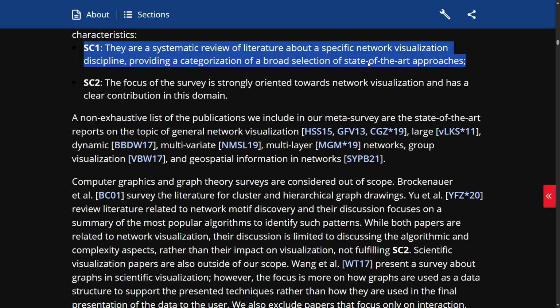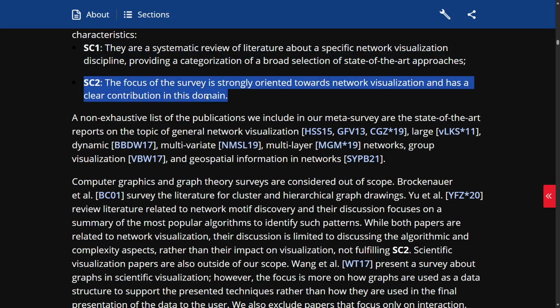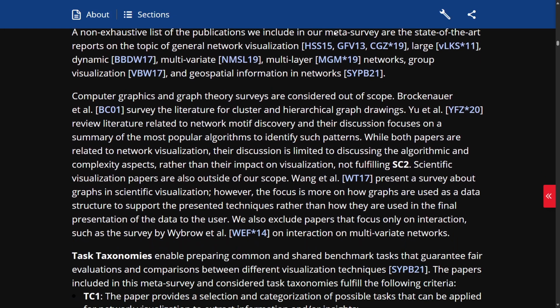SC1. They are a systematic review of literature about a specific network visualization discipline, providing a categorization of a broad selection of state-of-the-art approaches. SC2. The focus of the survey is strongly oriented towards network visualization and has a clear contribution in this domain. A non-exhaustive list of the publications we include in our meta-survey are the state-of-the-art reports on the topic of general network visualization, HSS 15, GFV 13, CGZ 19; large networks, VLKS 11; dynamic, BBDW 17; multivariate, NMSL 19; multi-layer, MGM 19; group visualization, VBW 17; and geospatial information in networks, CIBB 21.